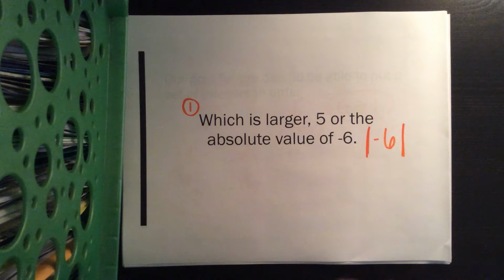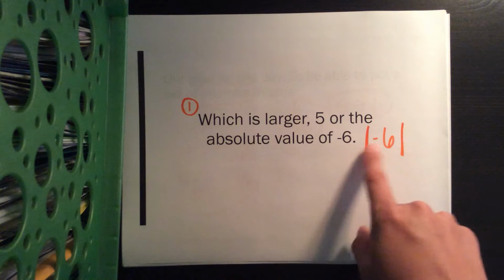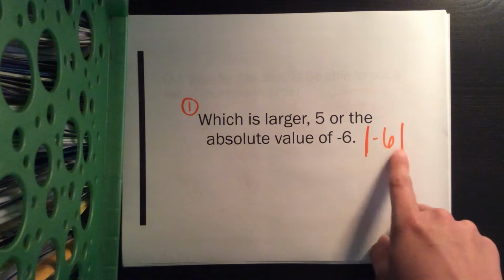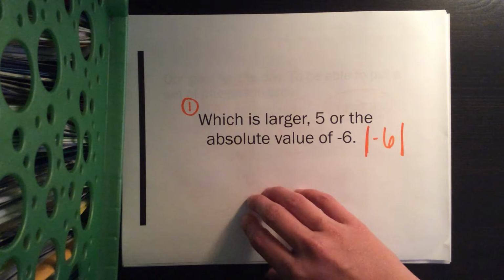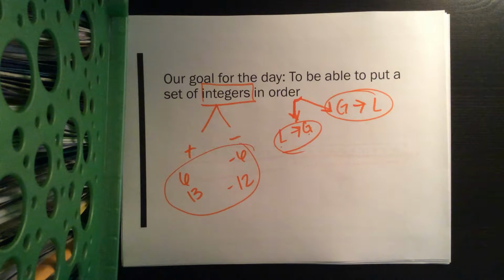Number 1 in your journal. This is a review, kind of expanding on what you already know. Which one is larger? 5, just the number 5, or the absolute value of -6. So remember, absolute value is put in these brackets. Which one is larger? You don't have to write the question down, just write the number that you think is larger. I will be looking at these when I get back on Thursday, so please make sure you write legibly so that I can read your writing.